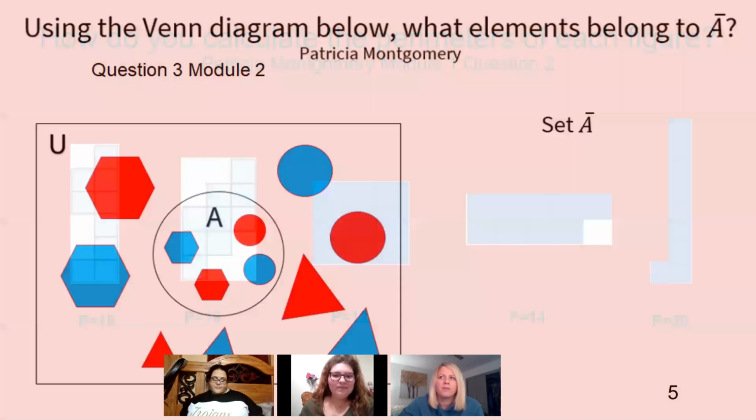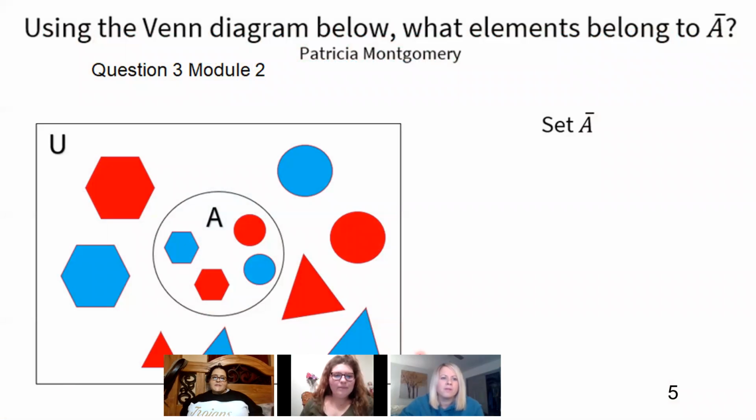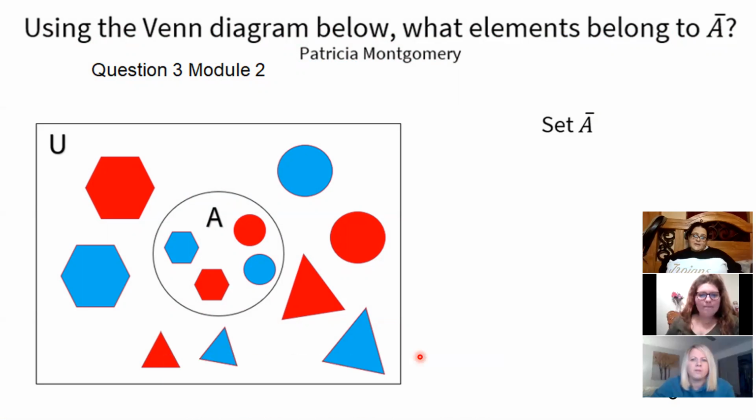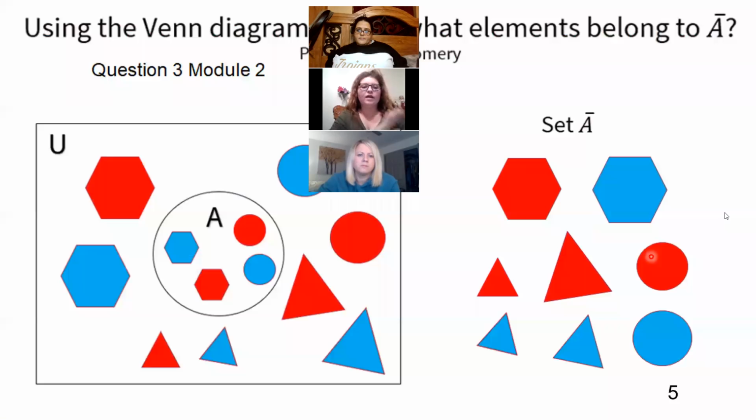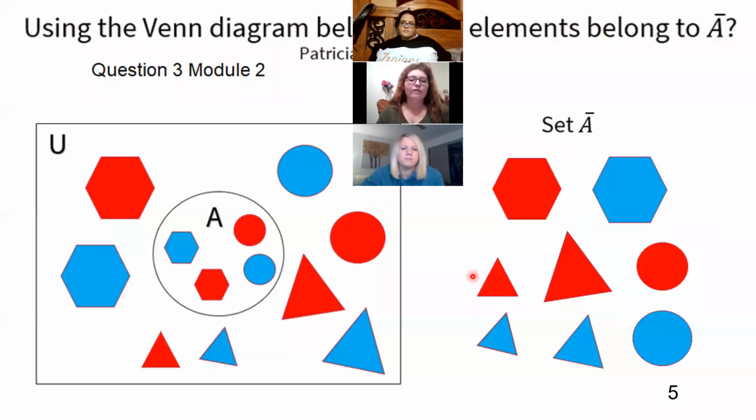Thank you. Hey, Patricia, using the Venn diagram below, what elements belong to A? So for set A, we're looking at that little middle circle piece, and that line on the top is going to say that we're going to use everything else in our Venn diagram except for that part. So all of those shapes that are inside the box are what we're going to use instead of what's in the middle. Okay. So that would be what's not in the circle with A. Got it. Okay.